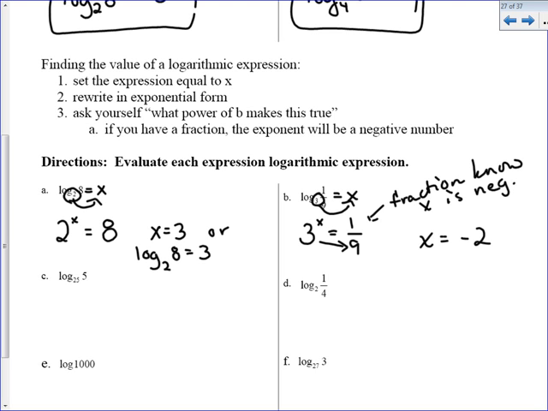Adam, what's the word after fraction, negative root? No. I can have better penmanship. If it's a fraction, we know x is negative.